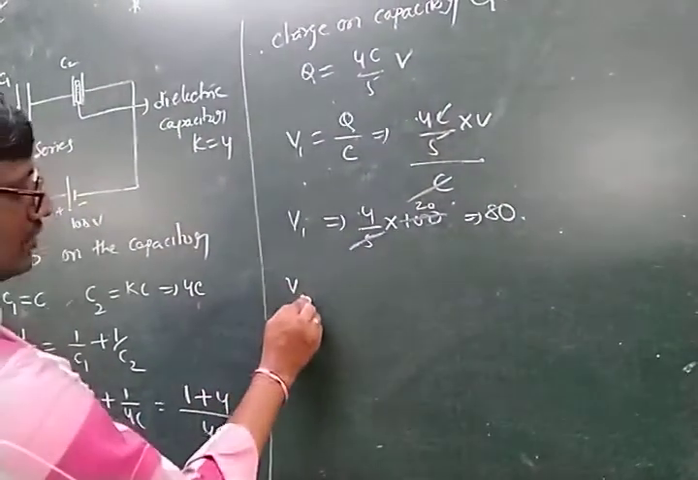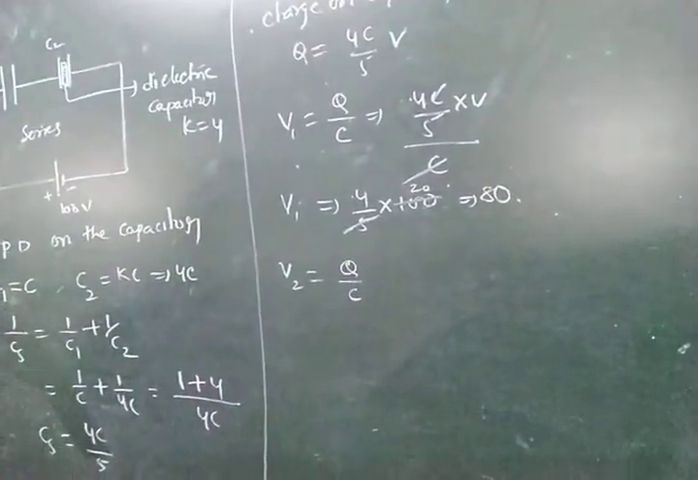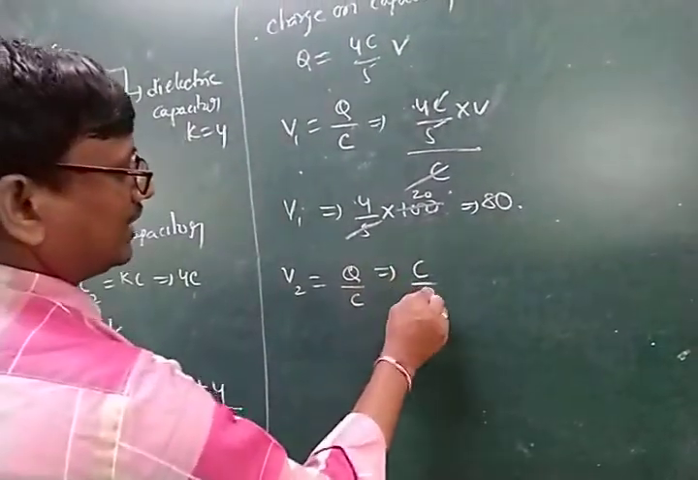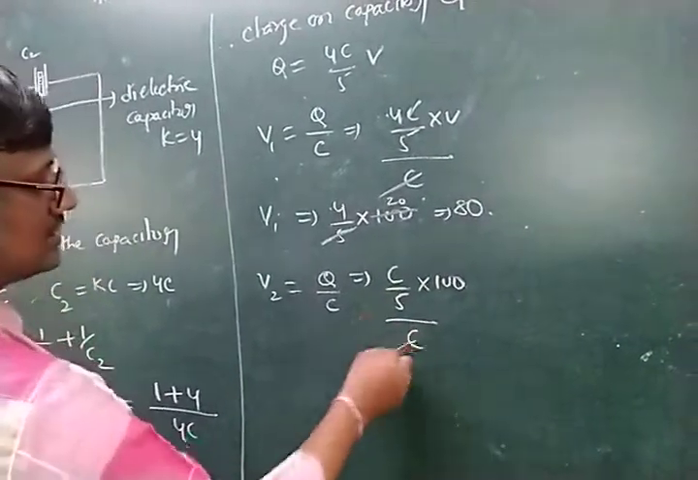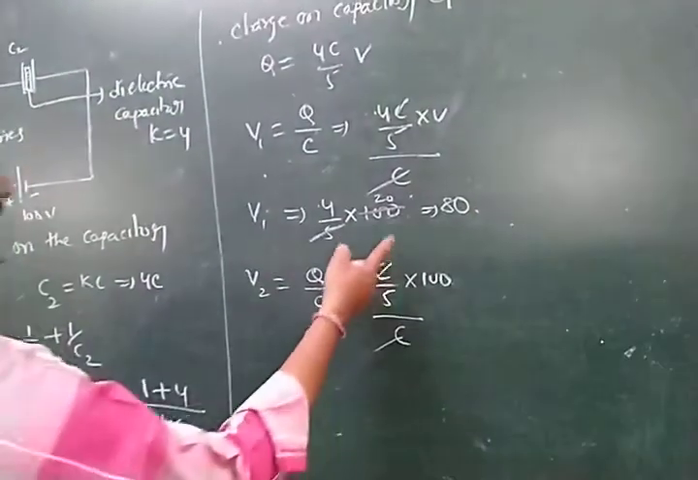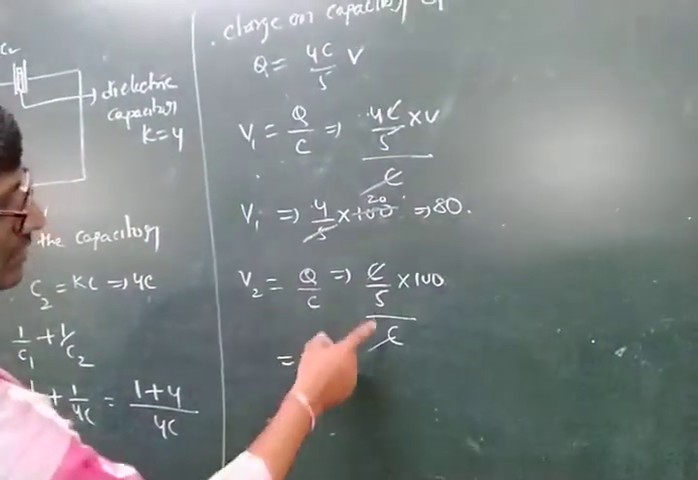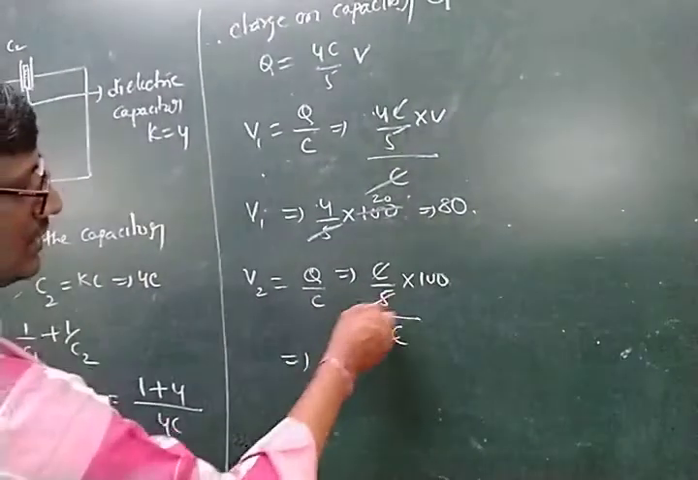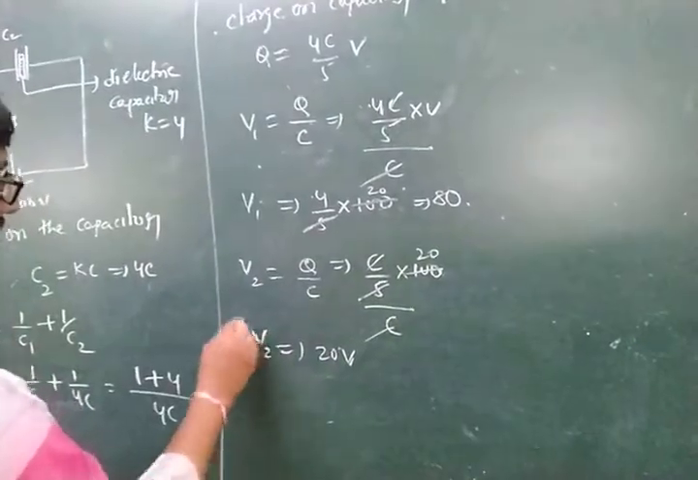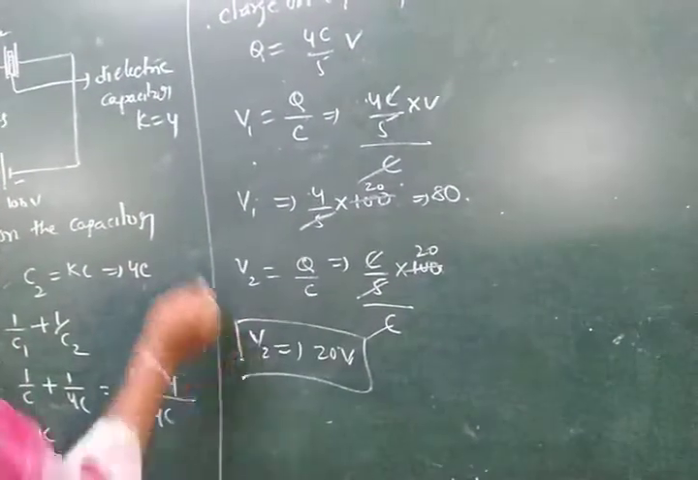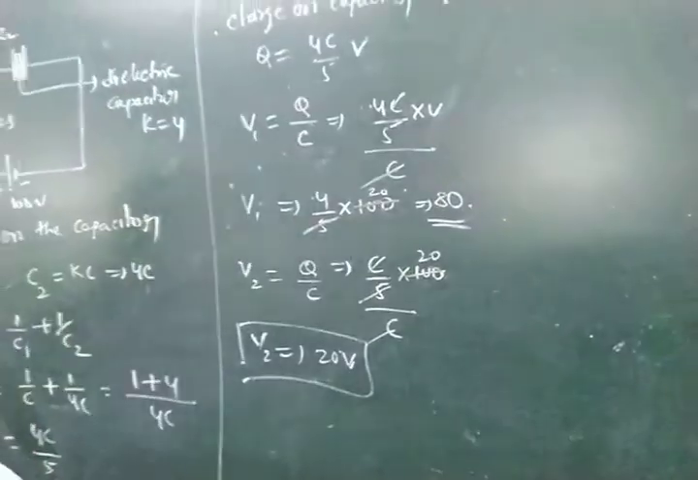Then V2 is equal to Q by C. Again we write C by 5 into 100 by C, where the C gets cancelled, and because of the 4 in the second capacitor we get 20 volts of potential. So V2 is 20 volts and V1 is equal to 80 volts of potential.